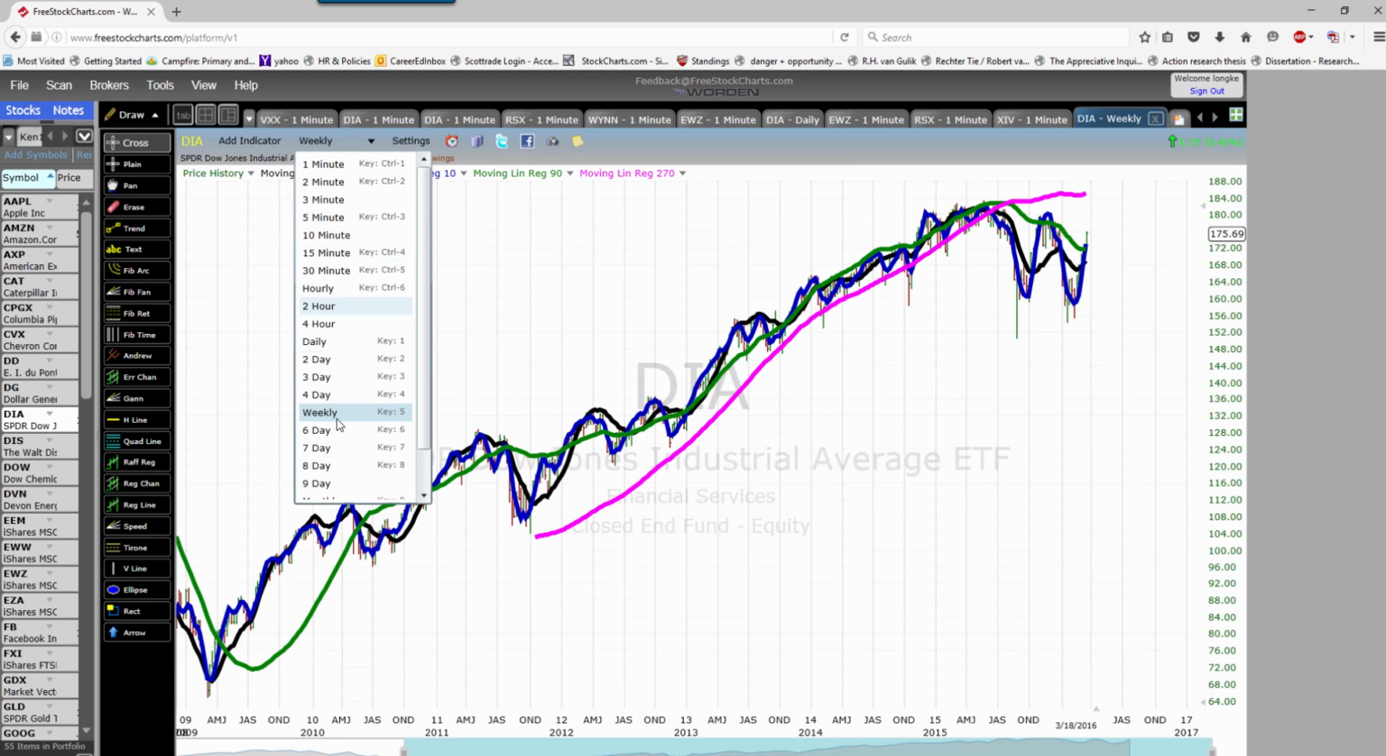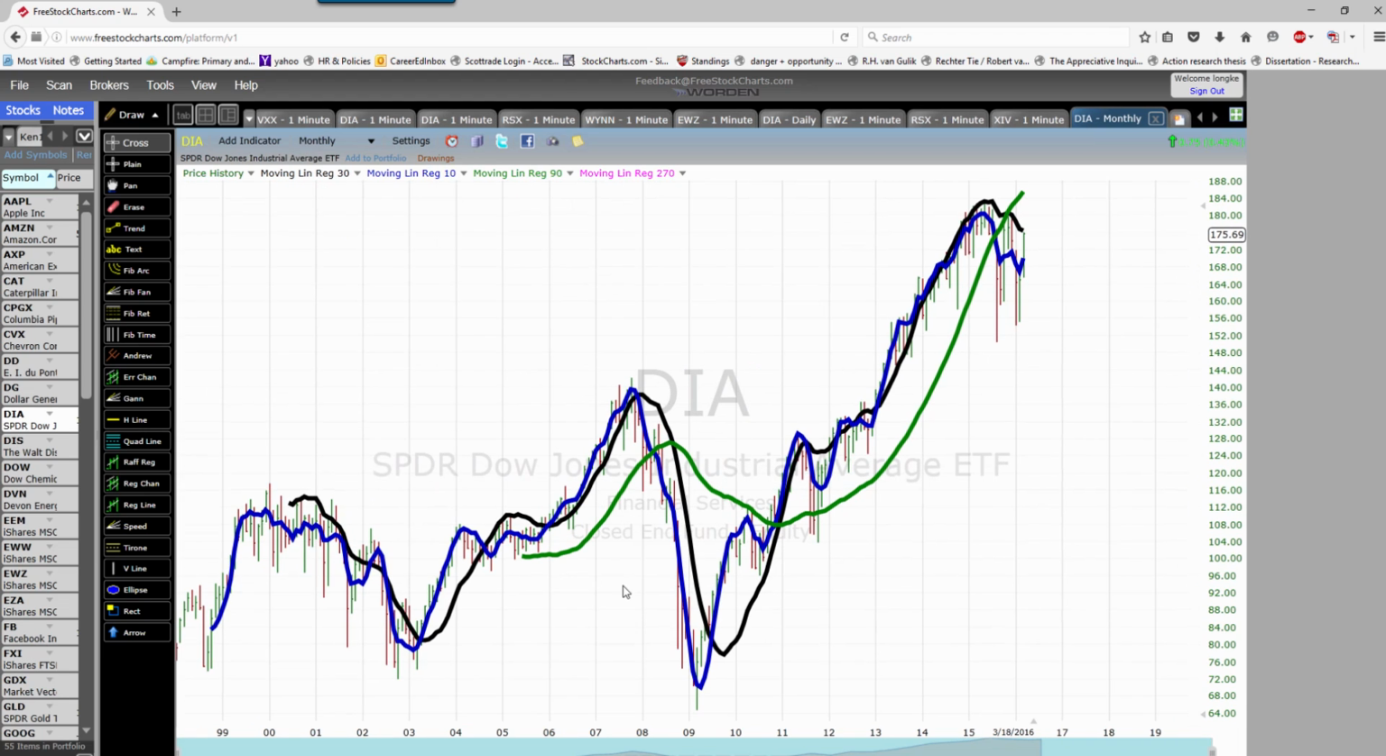If we go up and look at monthlies, we don't even have 270 months' worth of data, but you can now see how the 90 on a monthly resembles the 270 on the weekly. So you get this fractal nature. Now, these great big divergences now look interesting on a monthly basis.